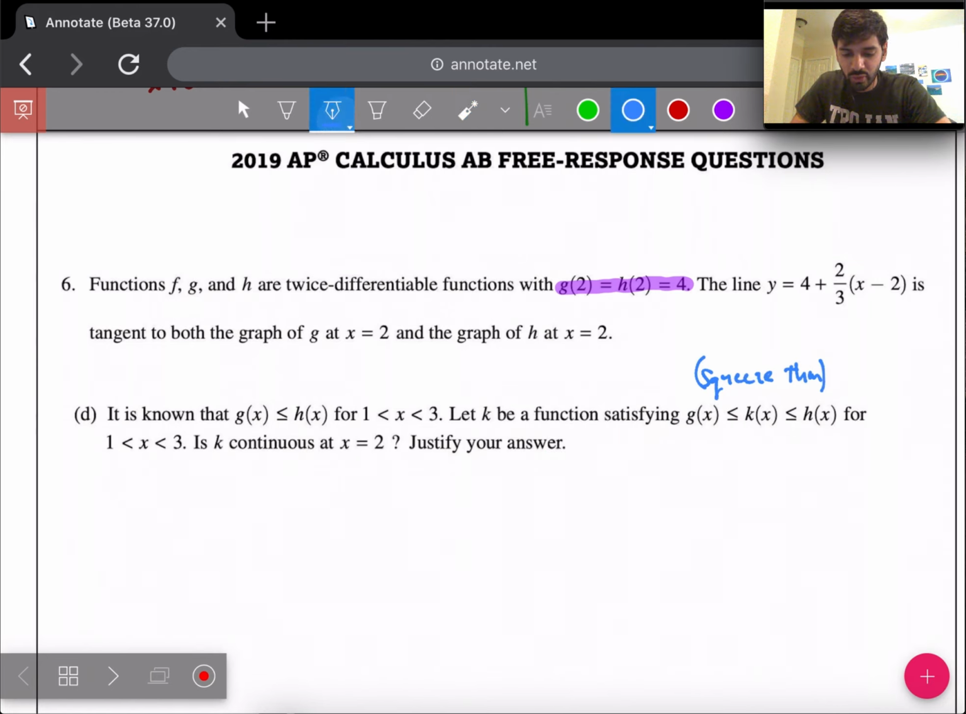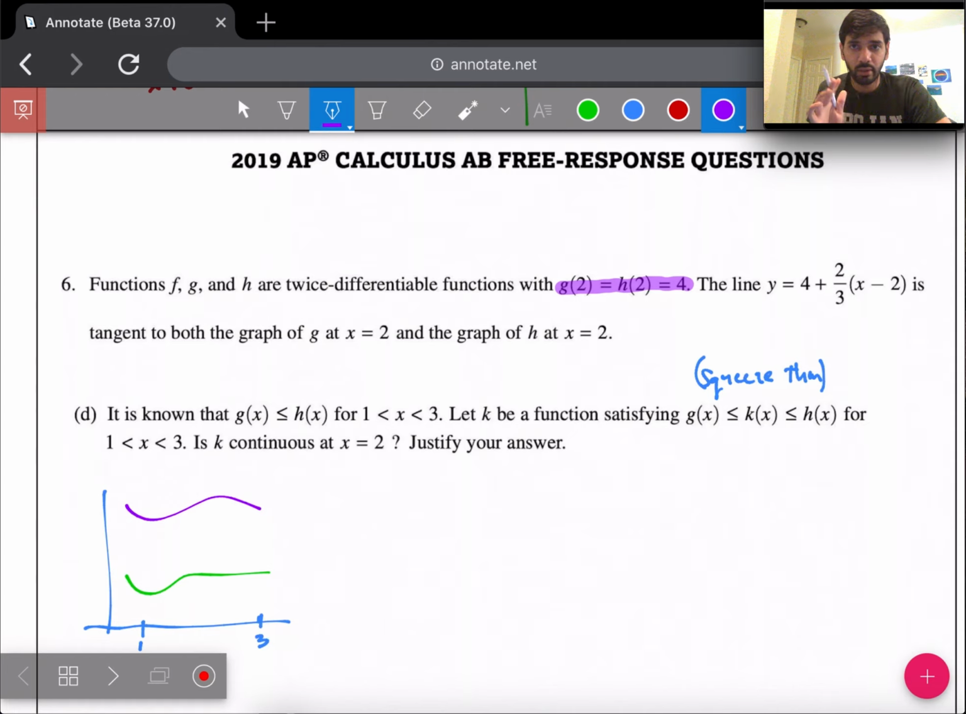So if you were to visualize this on a graph, it's not very perfect, but all right, 1 to 3. It's telling me that g is always below h. So g I'll draw down here, and h is somewhere up there. I just drew that arbitrarily though, and it didn't meet the requirements, because look at what it tells us at the beginning of the problem. g of 2 and h of 2 are equal to 4.